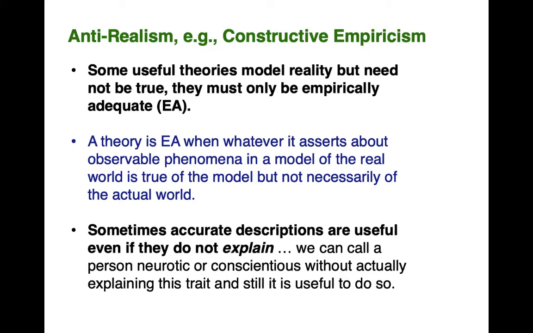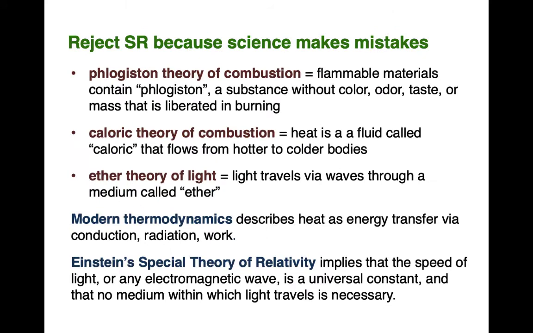Sometimes accurate descriptions are useful, even if they don't explain. We can call a person neurotic or conscientious without actually explaining this trait, and still it's useful to do so. The anti-realist rejects scientific realism because science makes mistakes. The now rejected phlogiston theory of combustion thought that flammable materials contained phlogiston, a substance without color, odor, taste, or mass that gets liberated when burning happens.